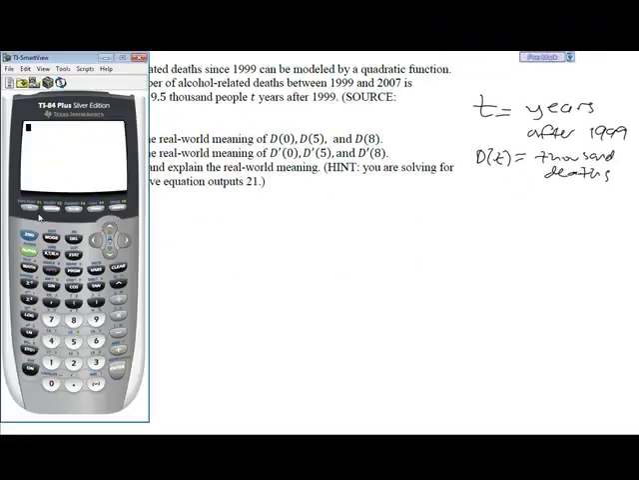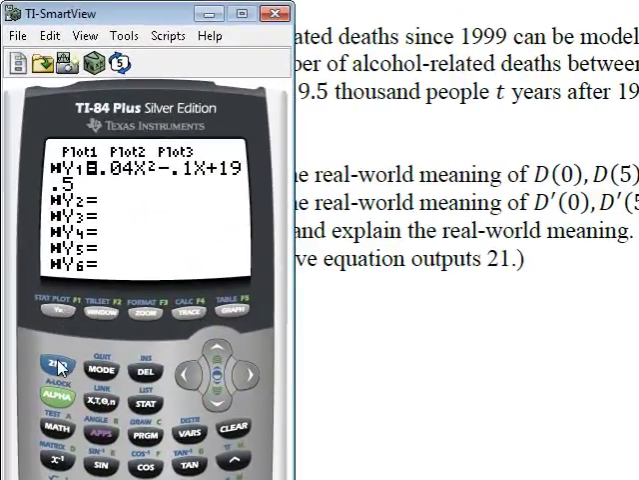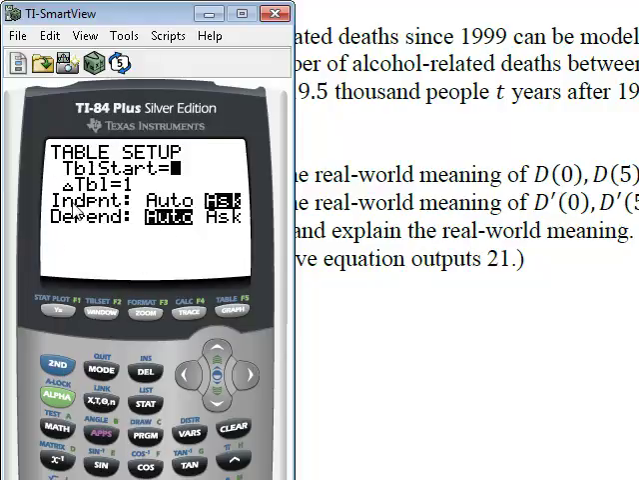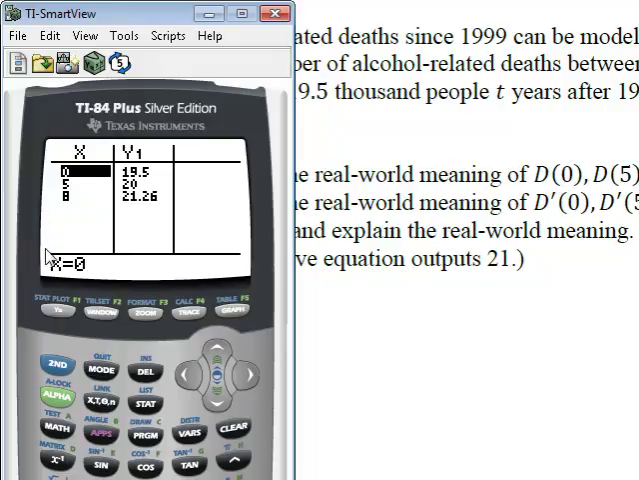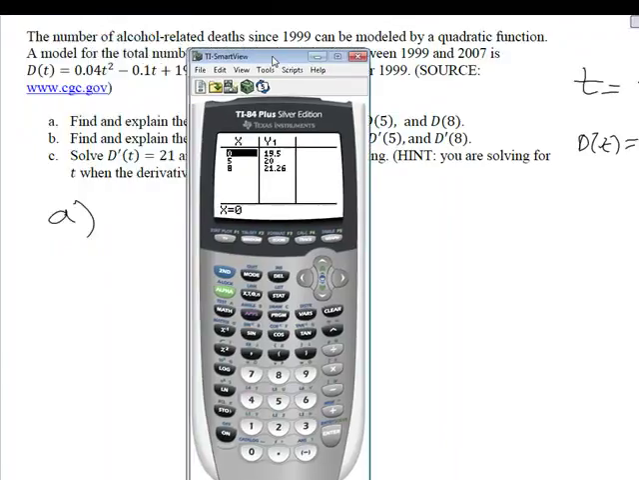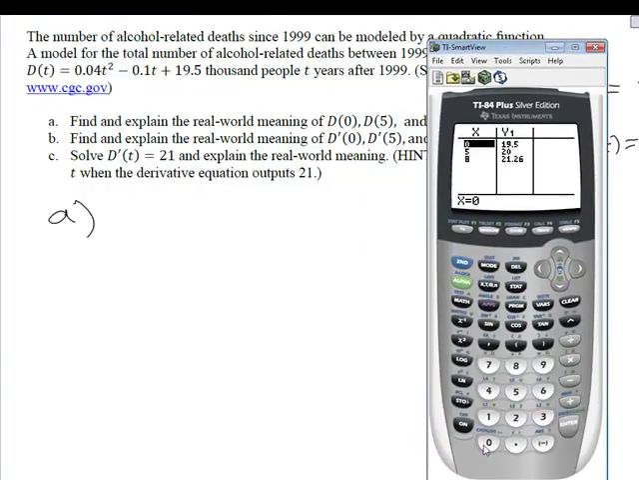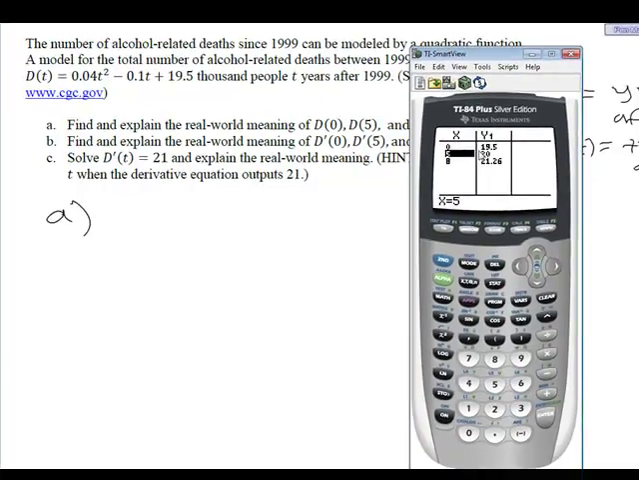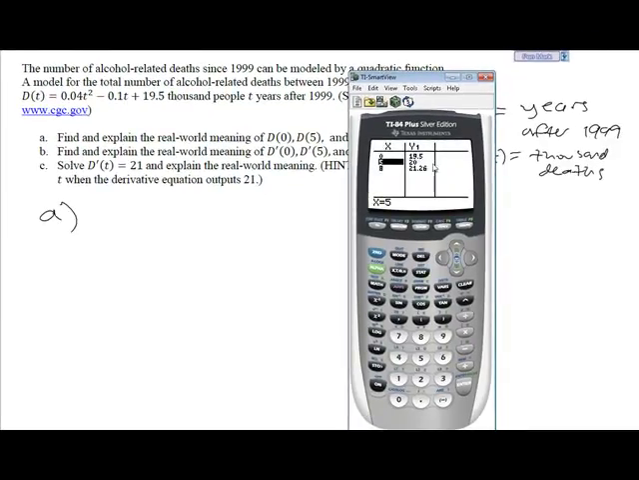So I'm going to come over here to my calculator. I'm going to input the equation. And just to show one way of doing it, I'm going to ensure that when I go to second window, my independent variable is set to ask. What that will allow me to do is, once I open my table, second graph, I can just manually input values, and it will output the corresponding values from the equation. So I hit 0, you can see it processes that and puts out a 19.5.